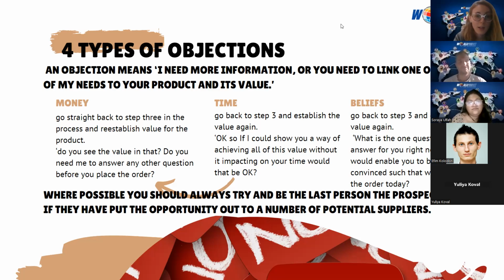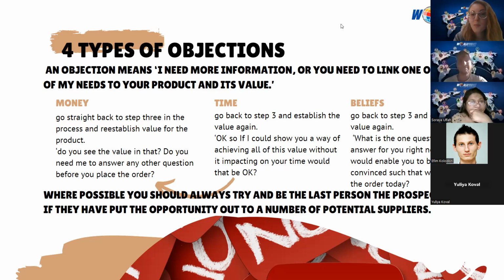So if they say, oh, I don't have money, you go straight back to step 3 in the process and reestablish value for the product. And then you can ask, do you see the value in that? Do you need me to answer any other question before you place the order? And this you can repeat every time. They ask a question, you establish the value, and you say again, do you need me to answer any other question before you place the order? And so on.